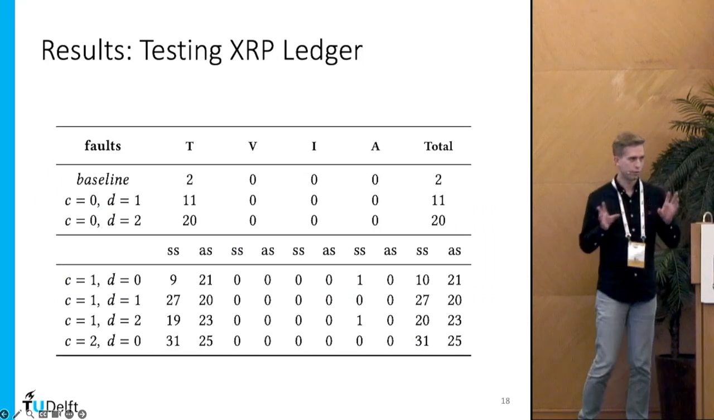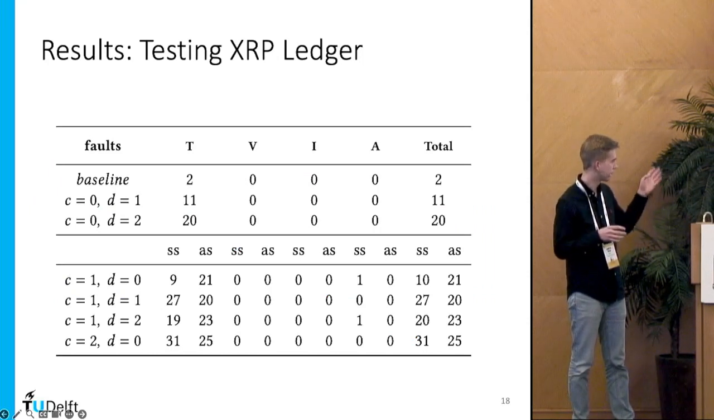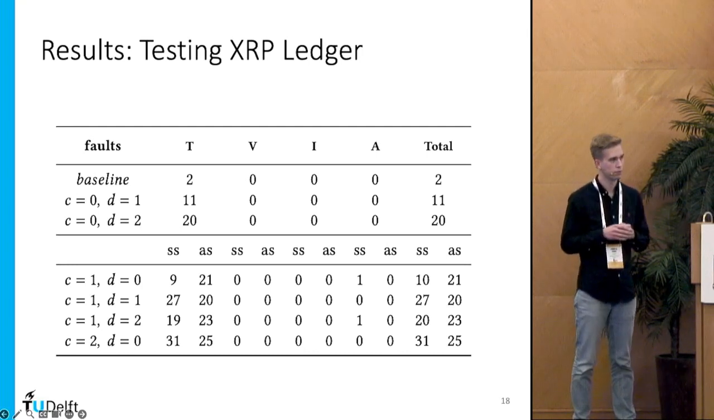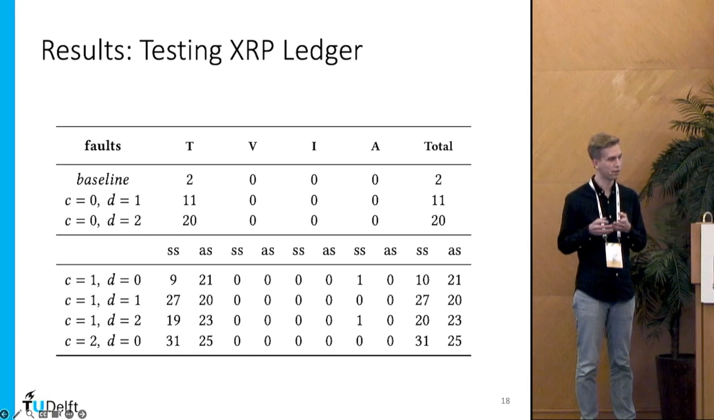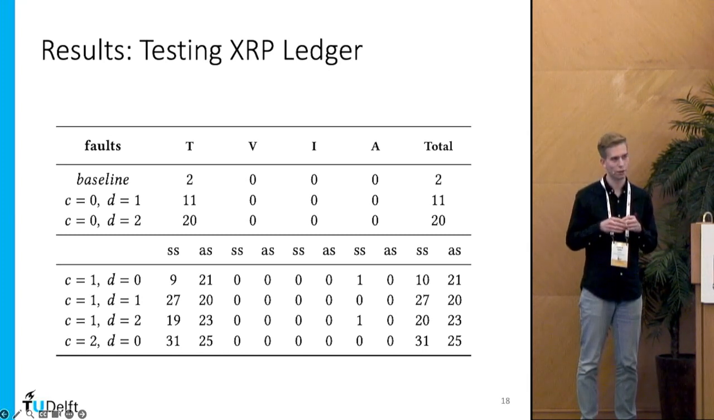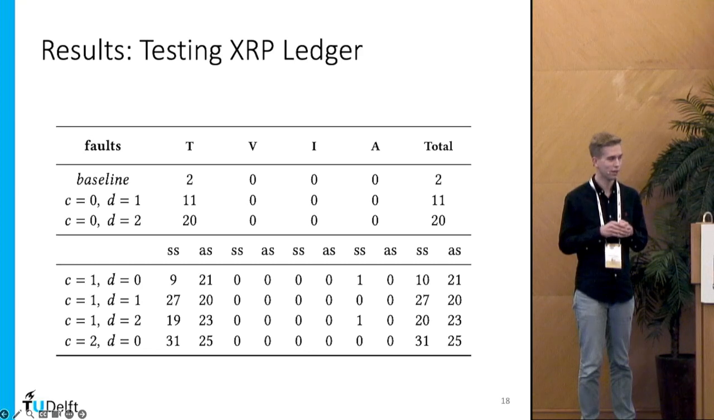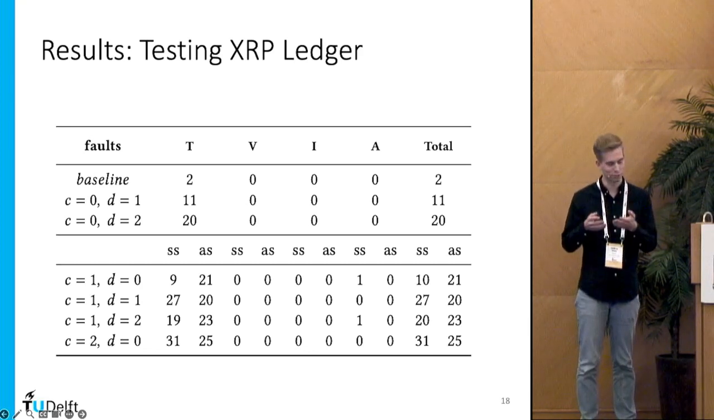Let's have a closer look at these results just to get some more insights. On the left, you can see the configuration of ByzzFuzz. So C is the number of process faults that we inject, and D the number of network faults. In the subsequent columns, you can see how many out of the 300 executions that we ran per configuration violated one of the 4 consensus properties of termination, validity, integrity, and agreement.